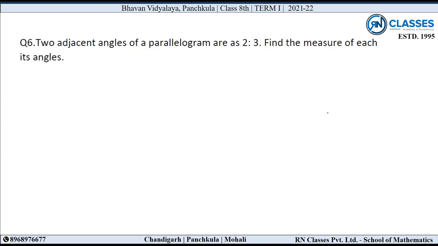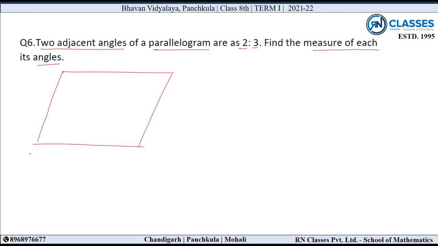Question 6. Two adjacent angles of a parallelogram are in the ratio 2:3. Find the measure of each of the angles. Okay. Let me first make the parallelogram. This is my parallelogram. Let's give the names A, B, C, D. A, B, C, D is a parallelogram. Two adjacent angles, angle A, angle B.